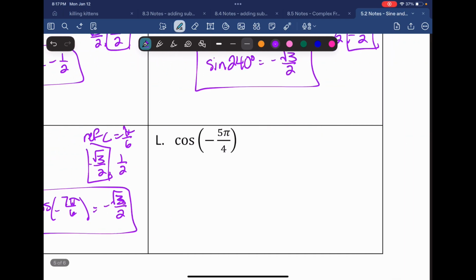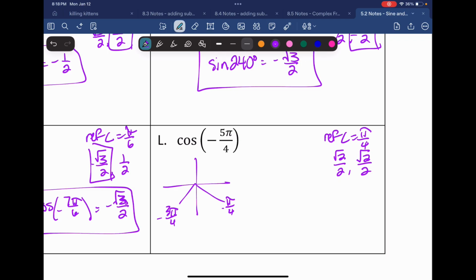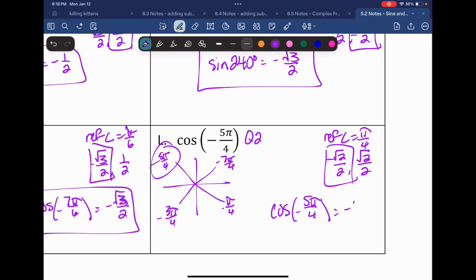Okay, and we're going to do the same idea with this one. This is negative 5 pi over 4. So the pi over 4 reference angle is root 2 over 2 for both. Let's consider 3 pi over 4, but negative. So 5 pi over 4 again puts us in quadrant 2. I'm in quadrant 2, which means your cosine, the x, is negative. So cosine negative 5 pi over 4 is negative root 2 over 2.